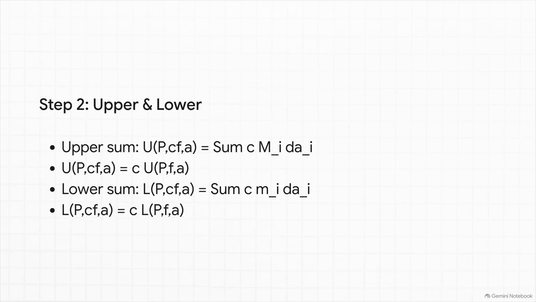इसका हमारे अपर और लोअर सम्स पर क्या इफेक्ट पड़ता है? वेल, U(P, cf, alpha) equals the sum of Mi(cf) delta alpha_i, which is the sum of c Mi delta alpha_i, giving us c times U(P, f, alpha). Similarly, for the lower sum, L(P, cf, alpha) equals the sum of mi(cf) delta alpha_i. Factor out the constant and we get c times L(P, f, alpha). Notice how beautifully that constant c just slides right out of the summation.